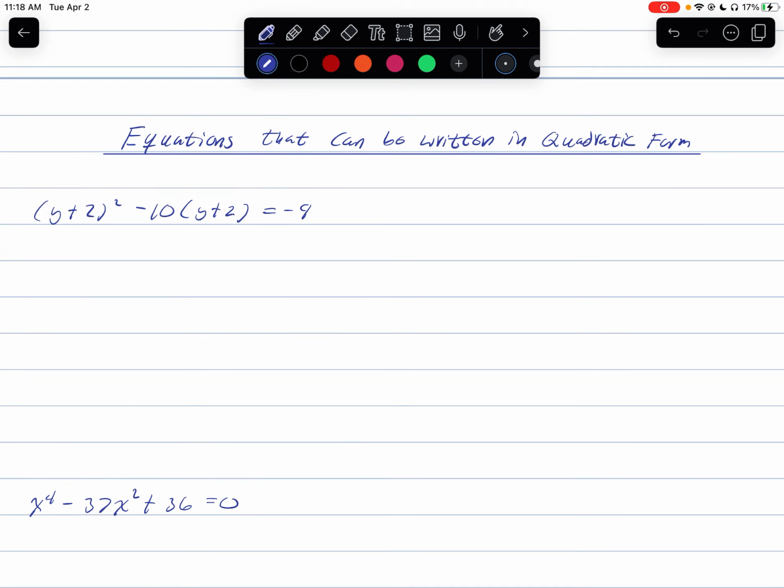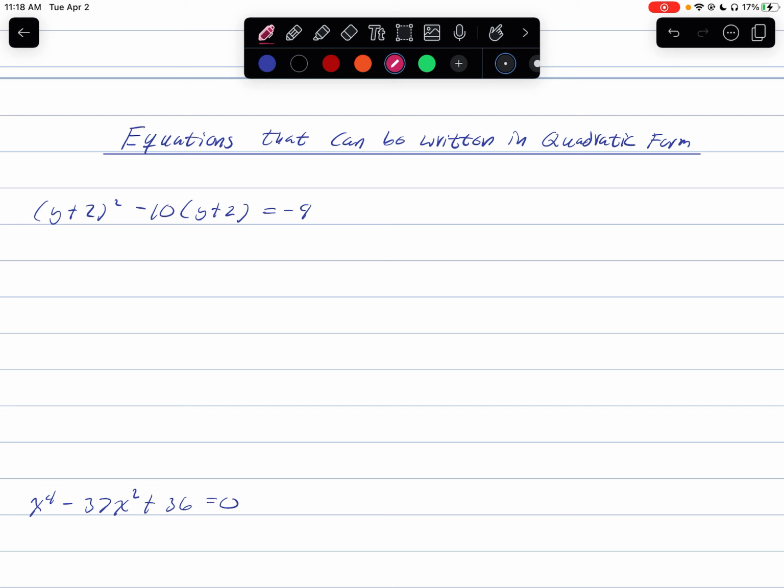Let's say you're given something that looks like this. Here we have (y plus 2) squared minus 10 times (y plus 2) equals negative 9. Now you might see this and think, well, this seems pretty involved, pretty messy, but it really is not that bad if you have one trick. And this involves something that I call a variable substitution, okay? So this variable substitution might look a little bit weird at first, but hang with me here.